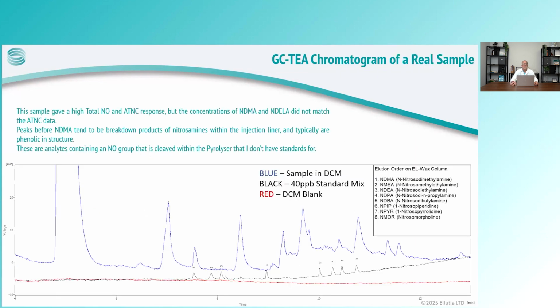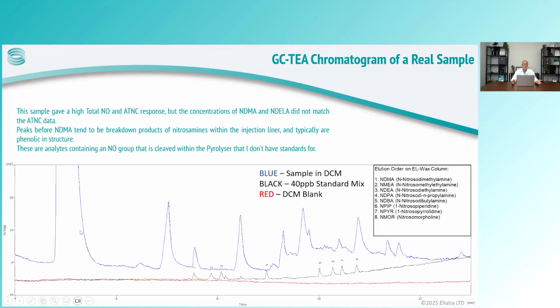This is a GC-TEA chromatogram of an actual customer sample. This customer has an ATNA system, and they were seeing high total NO and ATNC results. But their LC-MS/MS analysis indicated some NDMA and some NMOR, but certainly not at concentrations high enough that would warrant the areas that we are seeing in the ATNA system. This first peak is unretained by the column. This is almost definitely going to be breakdown of a molecule within the GC inlet.